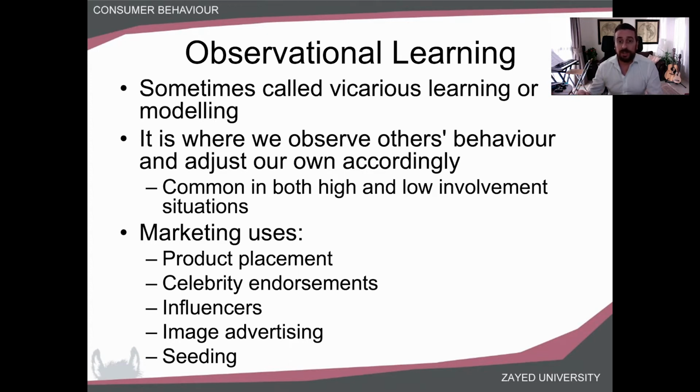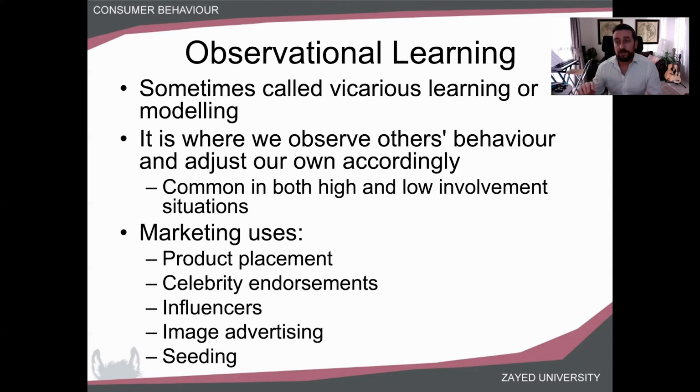This is really common in both high and low involvement situations. So we could use observational learning to influence us in terms of how we design our house or which car to buy, or it could also just influence something very small and basic like what is our favorite can of soft drink or which candy bar we should choose.